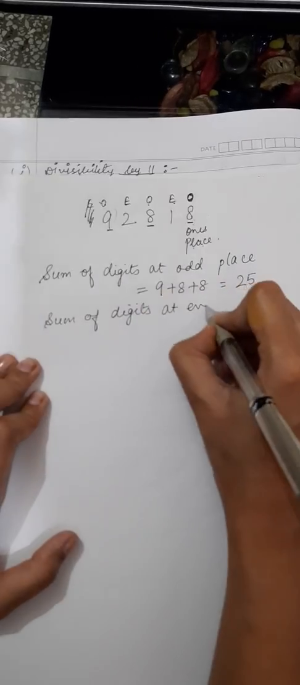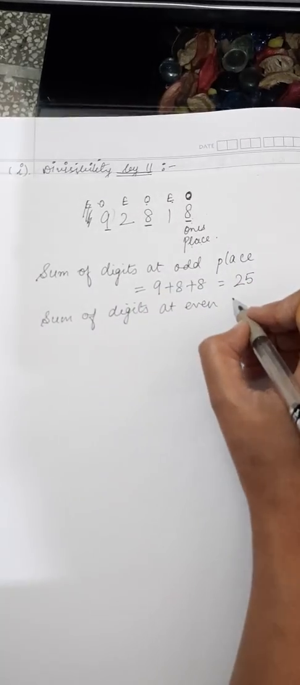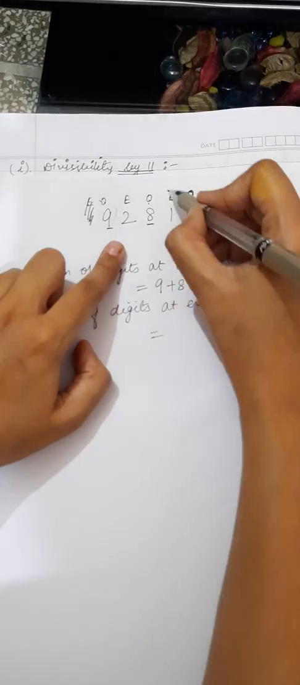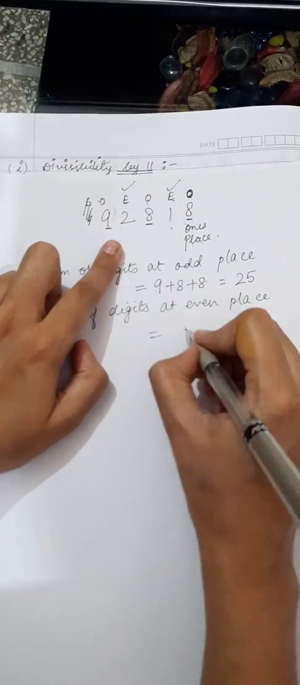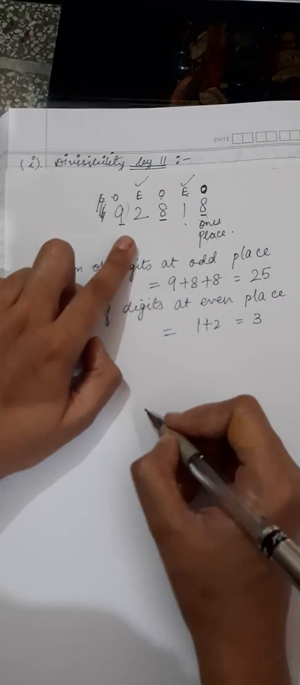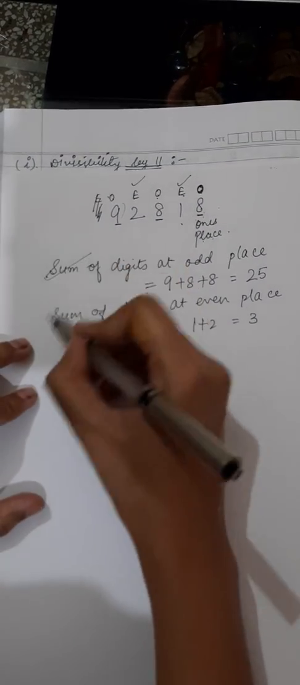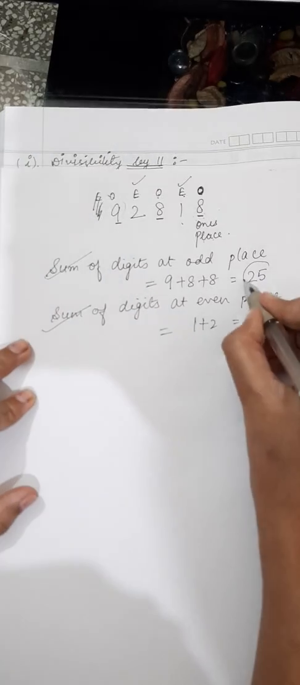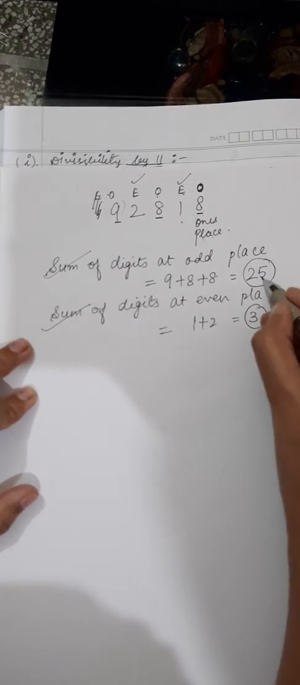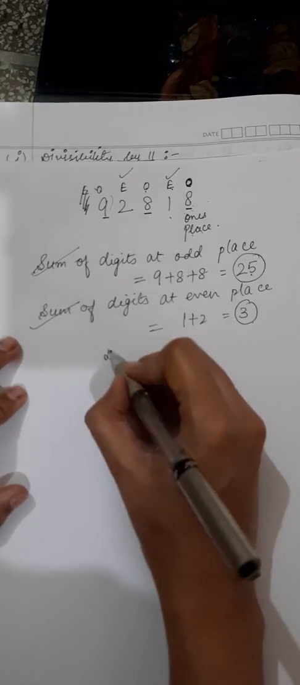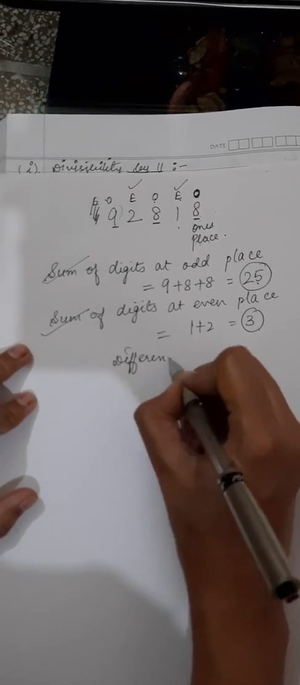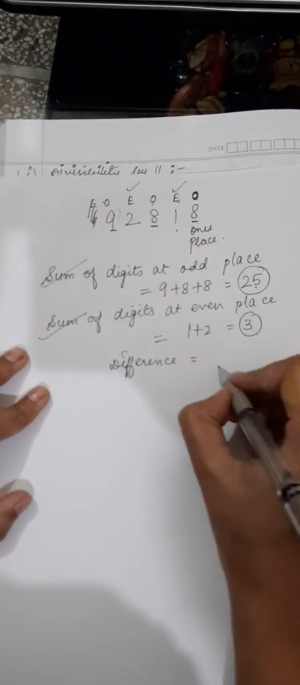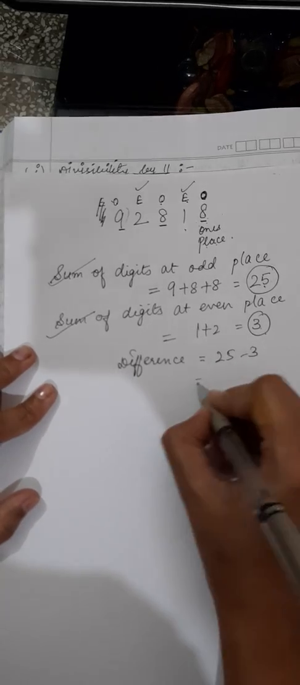Now sum of the digits at even place. Odd place you have done, now you are going to do with the even place. Which are at the even? 1 and 2. Add them. 1 plus 2 is how much? 3. Now since you have taken the sum, you are going to get 25 and 3. Of this 25 and 3, you are going to take the difference. Difference means you are going to subtract them. 25 minus 3, what is it?